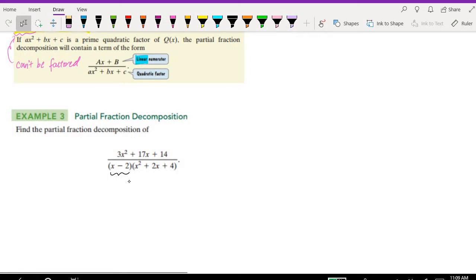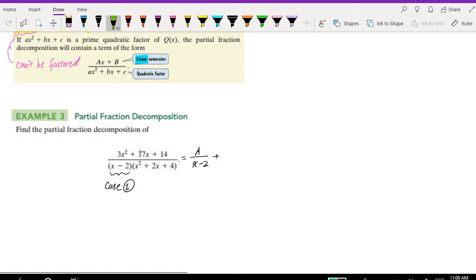You have to recall, what was case 1? Case 1, we were talking about linear distinct factors. In this case, we actually have a linear factor, so this is case 1. Because we have linear, there's no power. Let's go ahead and set up the first one. That will be A over x minus 2.